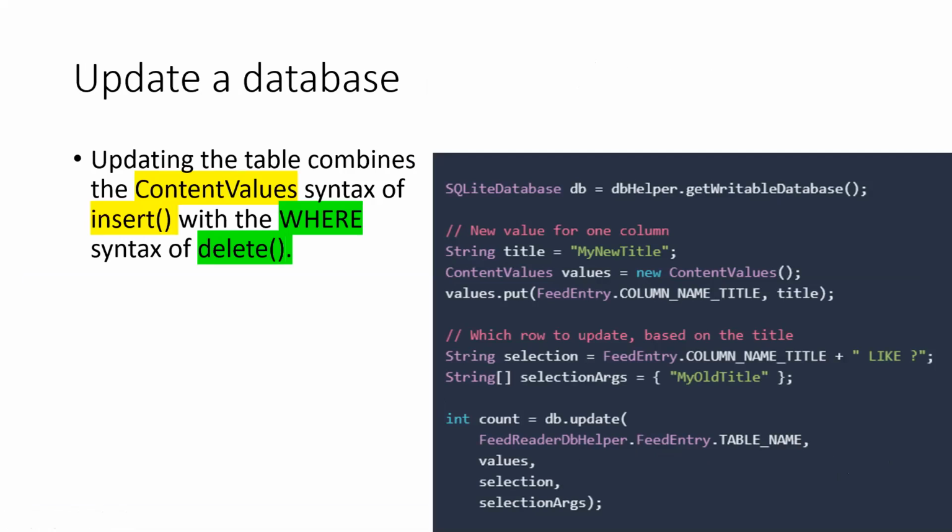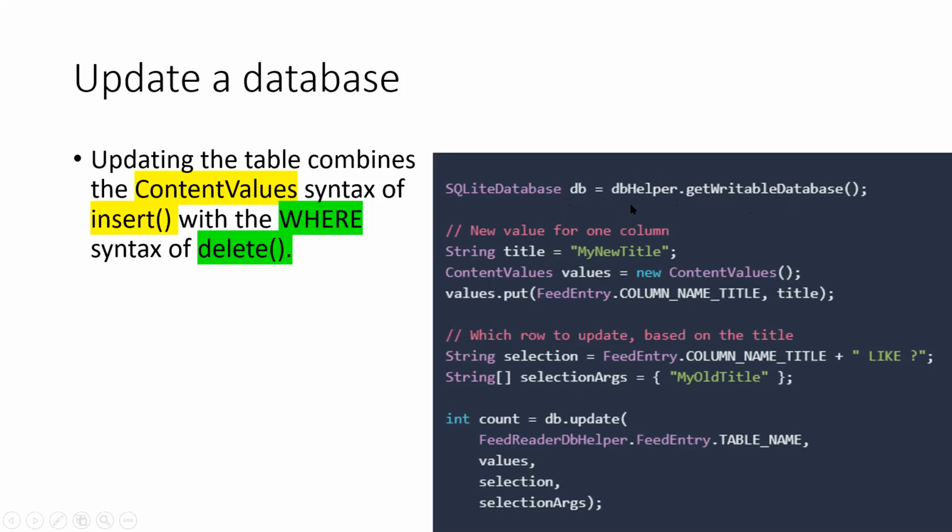Okay, update a database. In order to update a database, you need to combine the content value syntax of insert with the where syntax of a delete. Here you can see that from a DB helper, as I told you, you need to make a call. For example, you want to update a database, so you want an instance of a database which you can write into. So you need to make a call to get writable database. You have made a call over there.